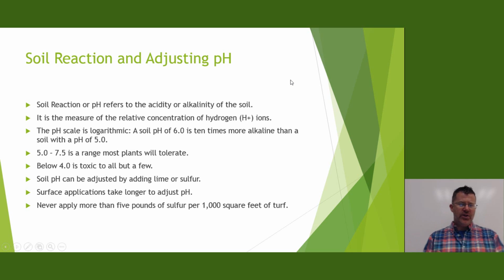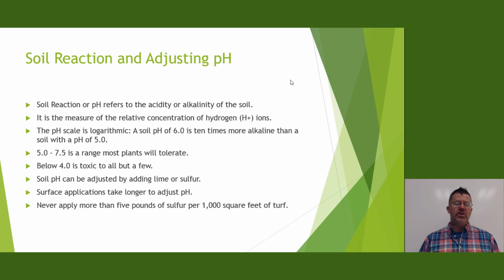Soil reaction and adjusting the pH. Soil reaction, or pH, refers to the acidity or alkalinity of the soil. It is the measure of the relative concentration of hydrogen ions. The pH scale is logarithmic, so a soil with a pH of 6 is 10 times more alkaline than a soil with a pH of 5.0. The ideal range for most plant materials is 5 to 7.5. Most plants will tolerate that. Anything below 4.0 is toxic to all except a handful of plants.